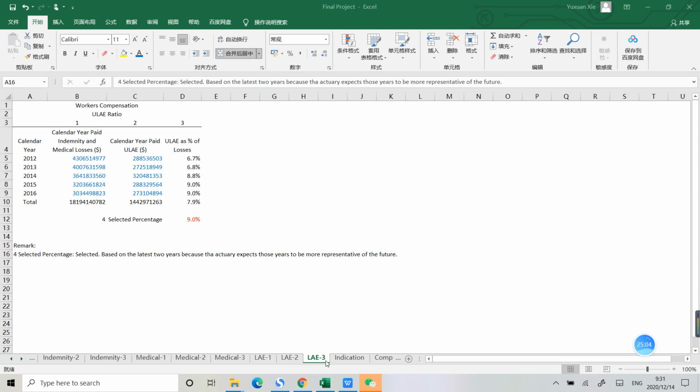And the loss adjustment expense 3 sheet is the unallocated loss adjustment expense ratio. In this sheet, column 1 and column 2 are given, so we should compute column 3. Column 3 is equal to the calendar year paid allocated loss adjustment expense divided by calendar year paid indemnity and medical losses.